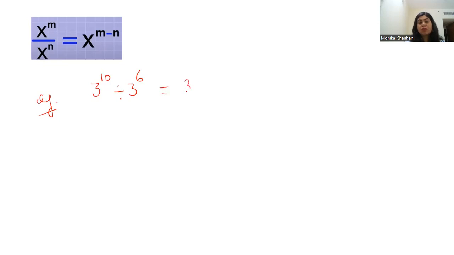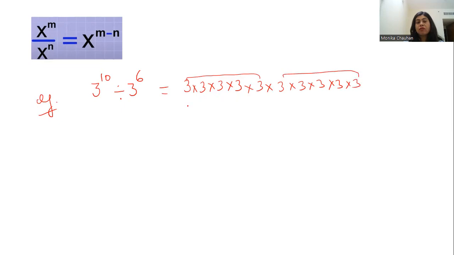I'm showing you the proof, but we will follow the rule only to simplify. So 3 raised to the power 10 means I have to write 3 how many times? 10 times. So write it. Just count 1, 2, 3, 4, 5, so 5 written, 5 more. So it becomes 3 raised to the power 10, divided by 3 raised to the power 6: 1, 2, 3, 4, 5, 6. So difficult to write so many times, yeah?